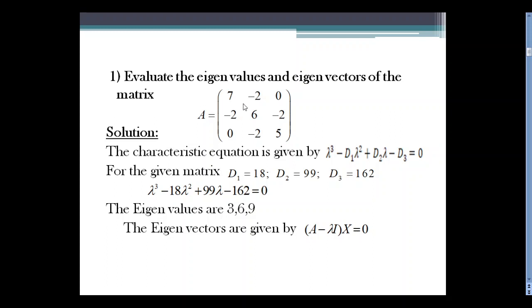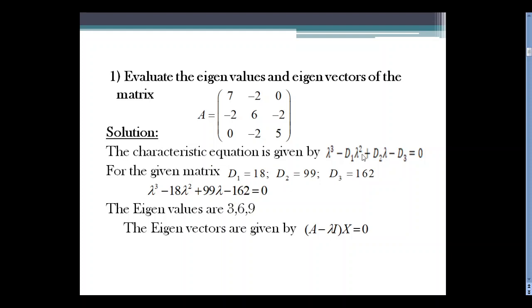Now we will see a problem based on eigenvalues and eigenvectors of a given matrix. Here the matrix given is 7, minus 2, 0; minus 2, 6, minus 2; 0, minus 2, 5. We want to find the eigenvalues and eigenvectors of A. We write the characteristic equation for a 3 cross 3 matrix: lambda cube minus d1 lambda square plus d2 lambda minus d3 equal to 0. We find d1, d2, d3.